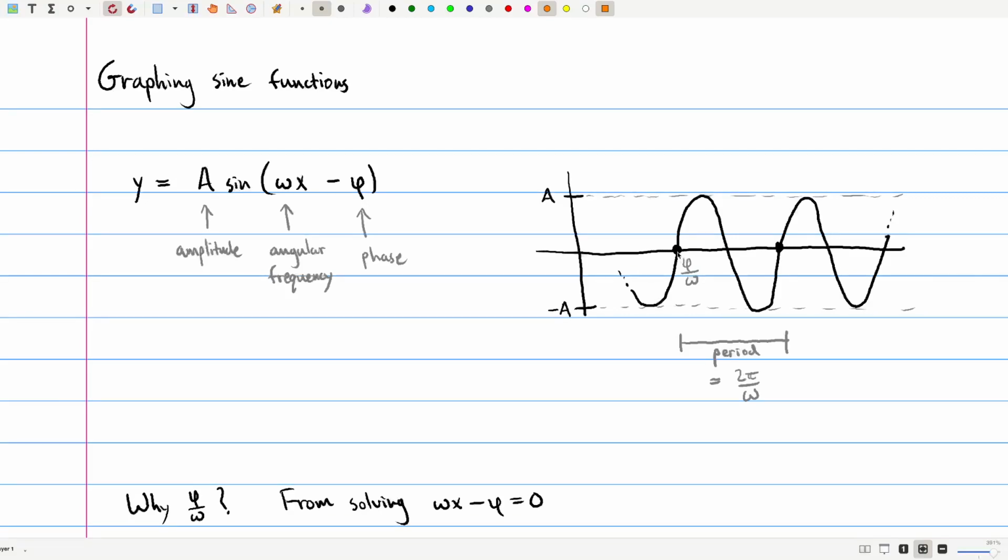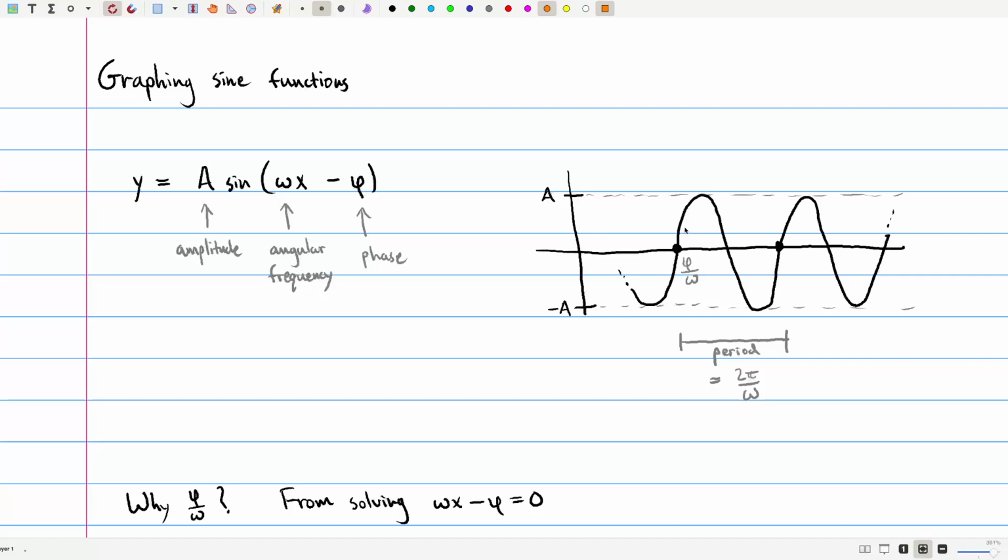And the position of one of these crossing points, the first one for this cycle here, is phi over omega. So knowing omega gives you the period, and then additionally knowing phi gives you the location of one of these zero crossings. It's the horizontal displacement of the sine function. That's what the phase controls.